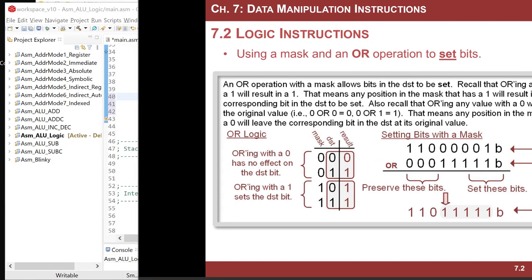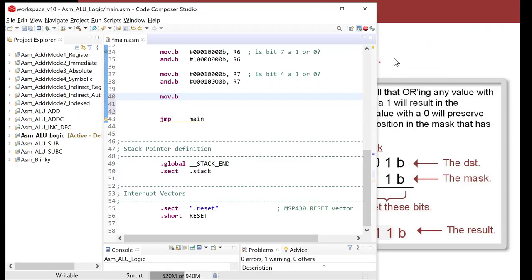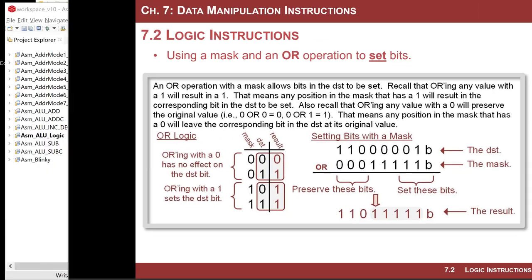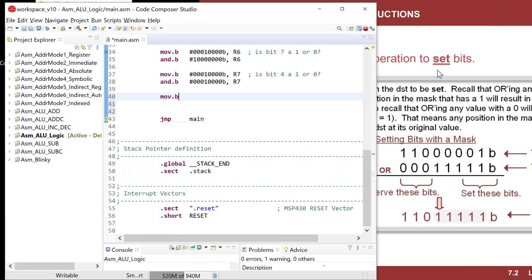And let's look at our example here that we're working on. And then what I want to do is I'm going to move my test value destinations of 1, 1, 1, 2, and then 1, 2, 3, 4 binary into R8 since we haven't used it.